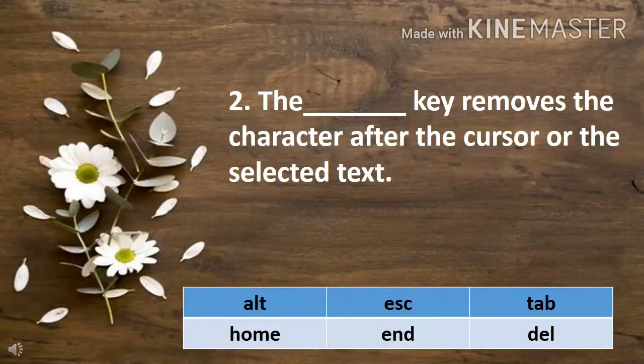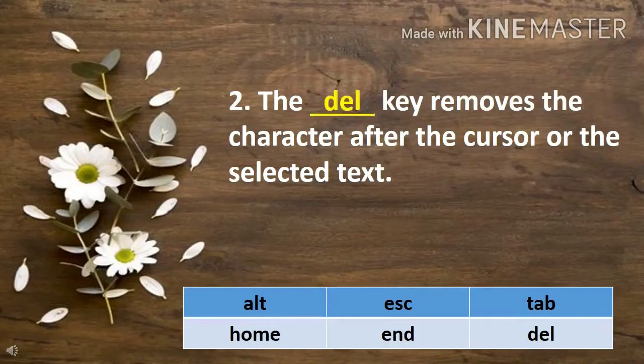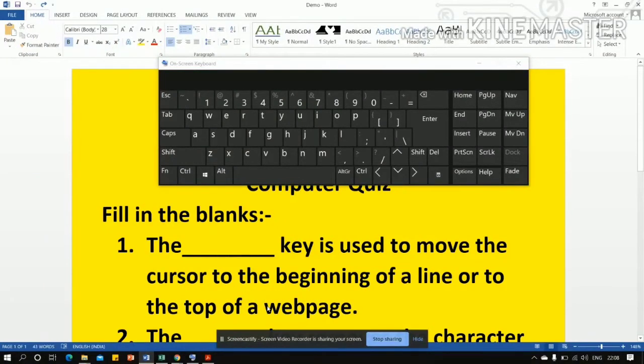Question number 2 is, the dash key removes the character after the cursor or the selected text. The answer of this question is del key. The del key removes the character after the cursor or the selected text. To remove the characters after the cursor or the selected text, you have to click on the del key, or you can say delete key.